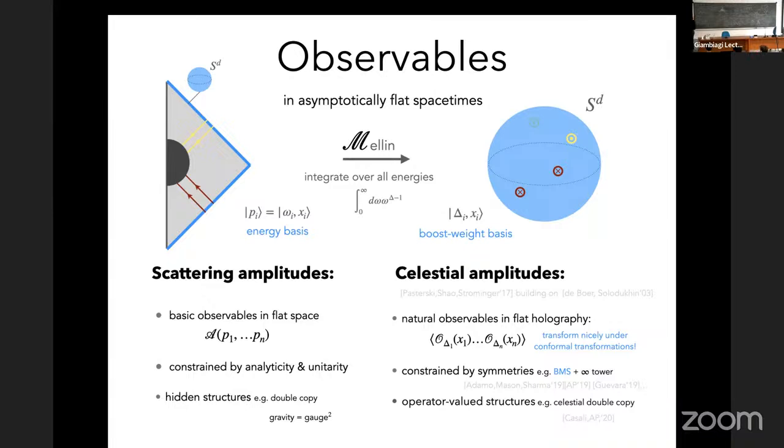this new basis. And the first of those is the famous Bondi, van der Burg, Matzner, and Sachs asymptotic symmetries, which are asymptotic symmetries of asymptotically flat spacetimes. And then there is an infinite power.